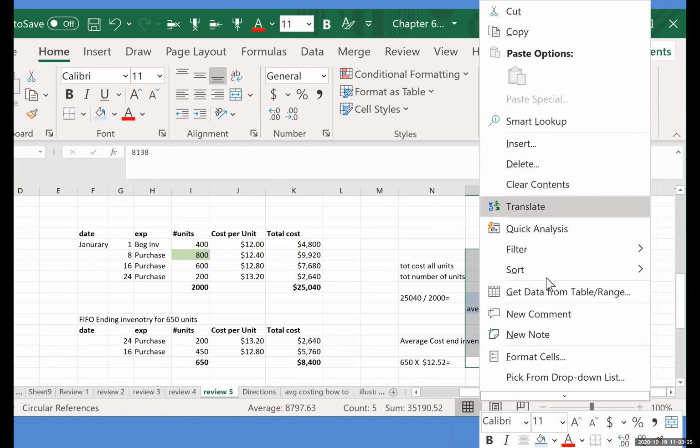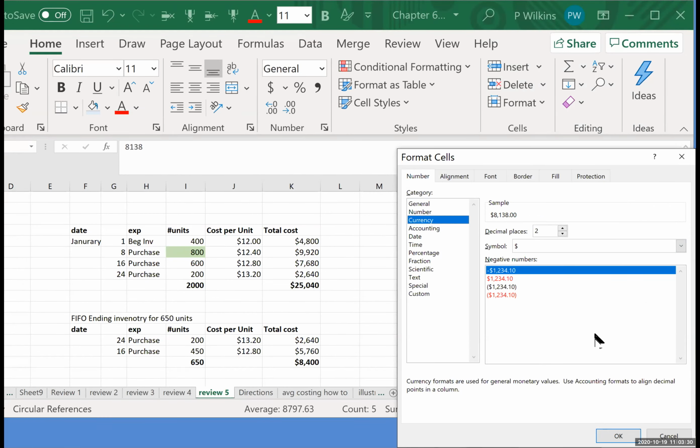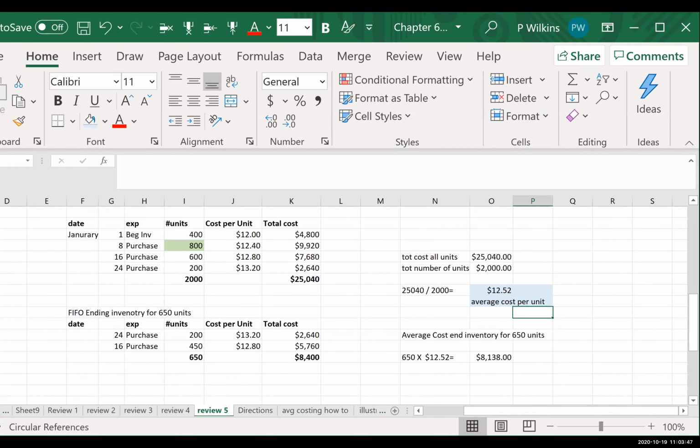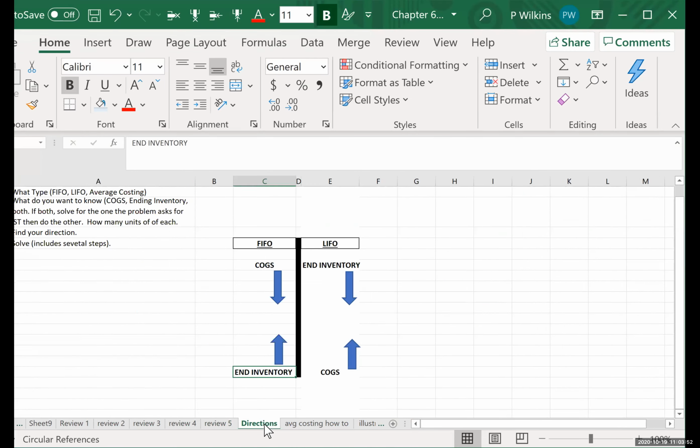And now we're going to go down to the next one. The next one is number 3. Compute the cost of goods sold using LIFO. Cost of goods sold using LIFO. Okay. So we're going to go back over to our map. We're going to say, what do we want to know? We want to know LIFO. So we're going to be working on this right-hand side.